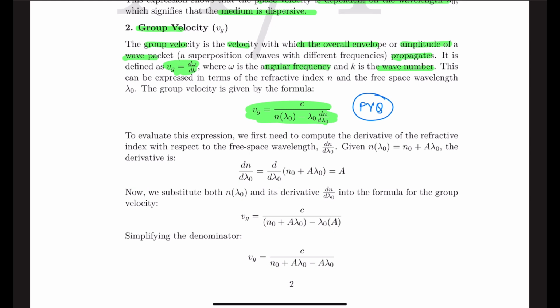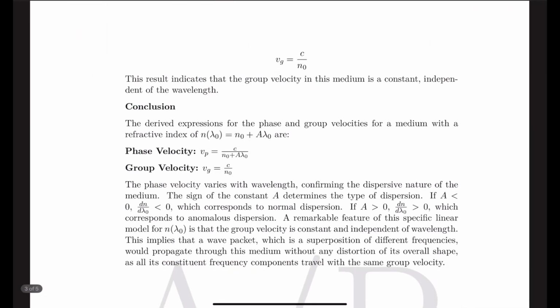To evaluate this expression, we first need to compute the derivative of n with respect to lambda naught. When we calculate dn divided by d lambda naught, we are going to get a. We substitute this value a here to finally get that group velocity is equal to c divided by n naught plus a lambda naught minus a lambda naught. The plus a lambda naught and minus a lambda naught are going to cancel each other, and we are finally left with c divided by n naught. This result indicates that group velocity in this medium is constant and independent of wavelength.